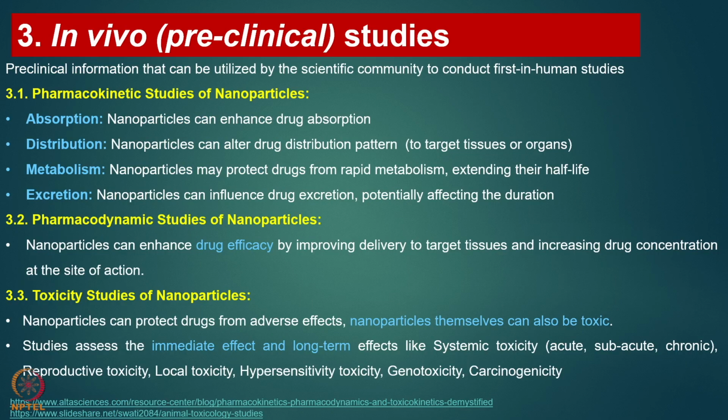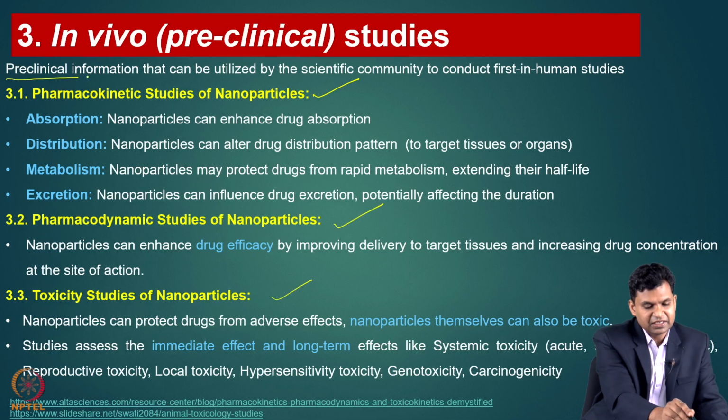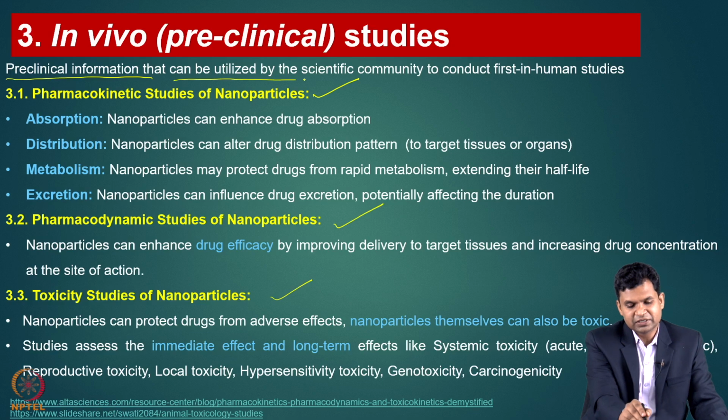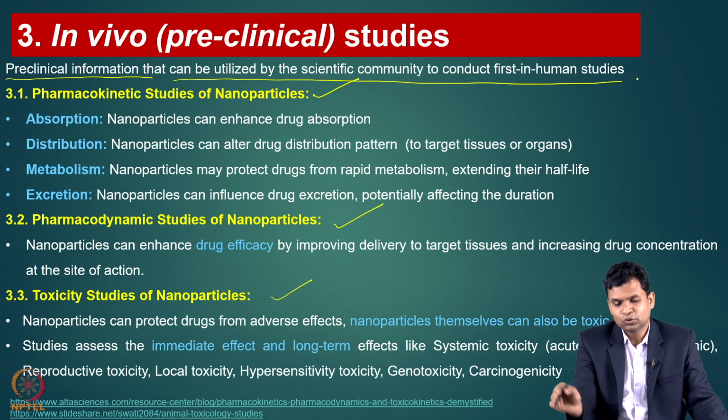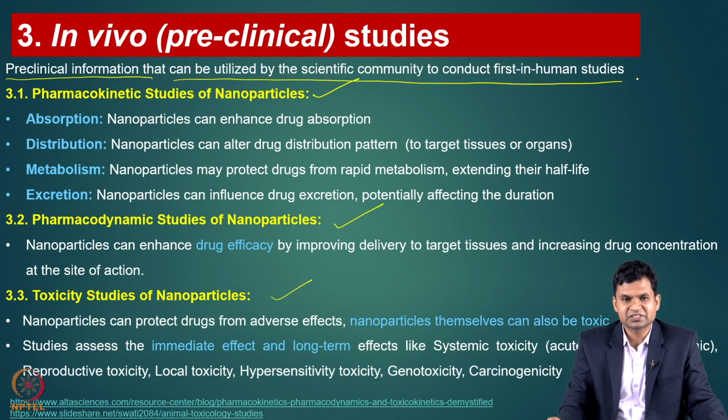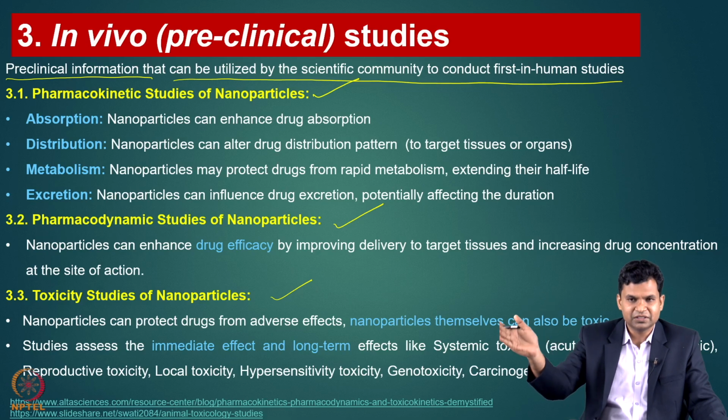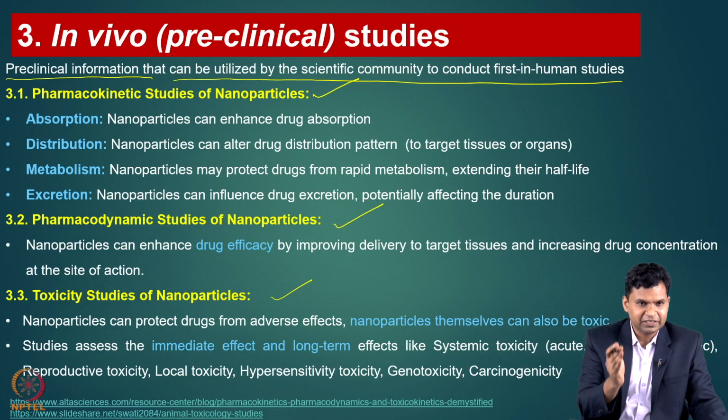So, here in the third one, the in vivo preclinical studies. Here, yes, we can perform the pharmacokinetic studies, the pharmacodynamic studies and the toxicity studies. Yes, preclinical information can be utilized by the scientific community to conduct first in human studies. So, if you want to go for the clinical studies, this data is very, very important, as we know.